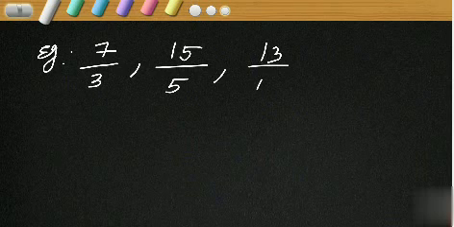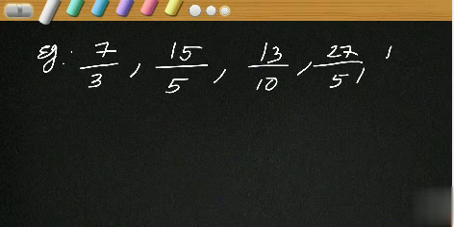Try to say. Yes, 7 by 3. This is an example. Then 15 by 5. Is it an example? Yes, 15 is greater than 5, isn't it? 13 by 10. Is it an improper fraction? Yes. 27 by 5. Yes. 10 by 4. Yes. All these are examples of improper fractions.